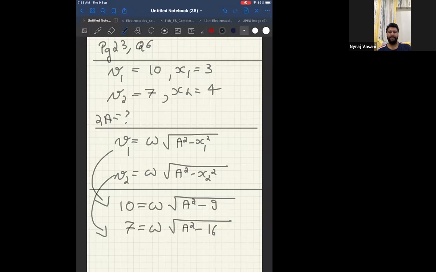Answer is 9.5. If you're getting 9.5, then your answer is correct. If you're getting path length equal to 4.7 or 4.76, that is A. If you're getting A as 4.76 from these two equations, then 2A will be 9.75.